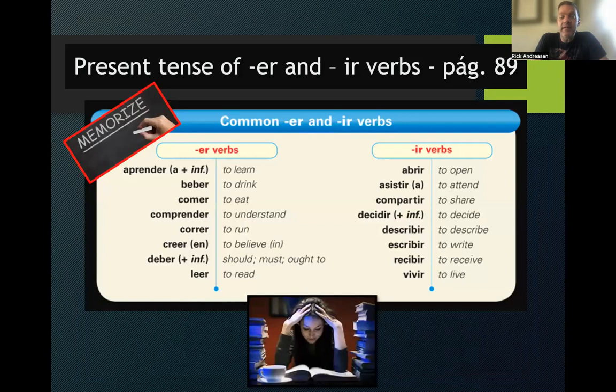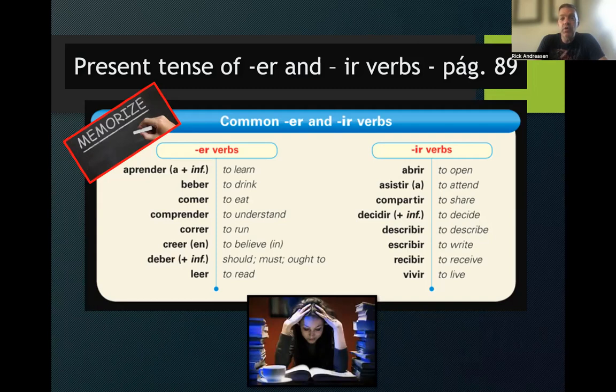Clase, aprender. To learn, aprender. Beber, to drink. Comer, to eat. Comprender, to understand. Correr, to run. Creer, to believe. Deber, to should, to must, to ought to. Leer, to read.